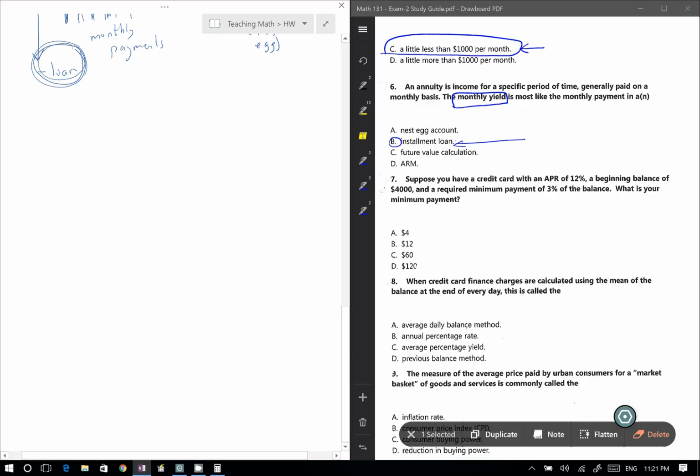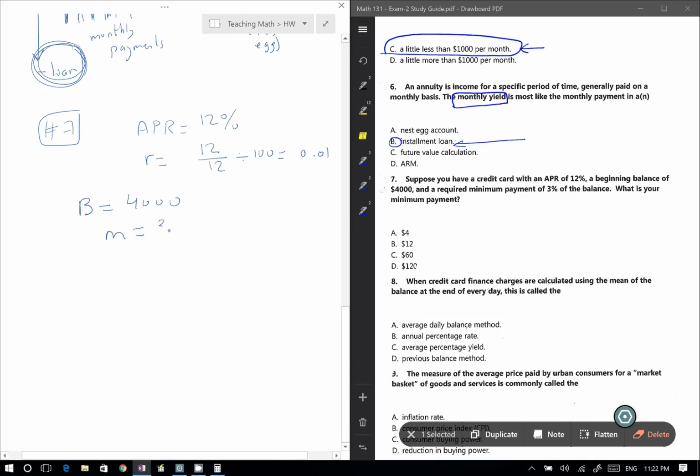Moving on, number 7. You have a credit card, APR 12%. I love the APR 12% because you can divide it by 12 and you get 1%. So R is equal to 12 divided by 12 divided by 100, that's 0.01. Beginning balance of $4,000. So balance is 4,000.